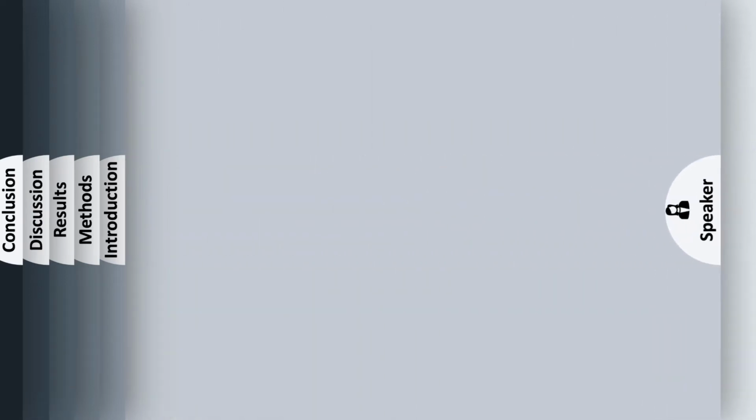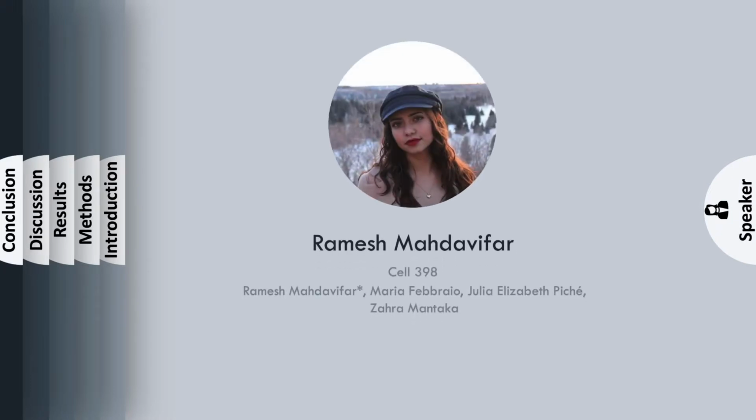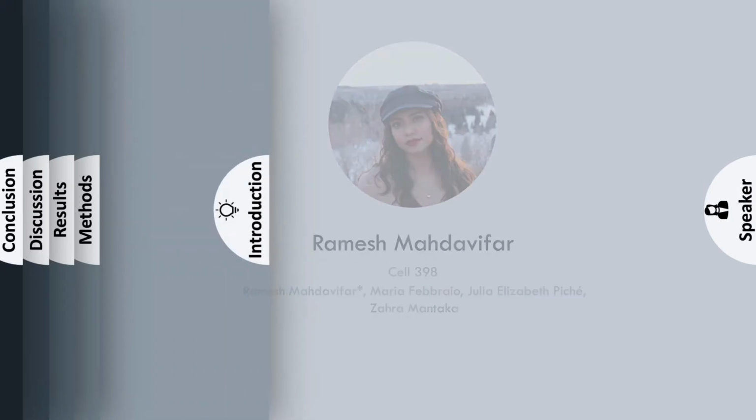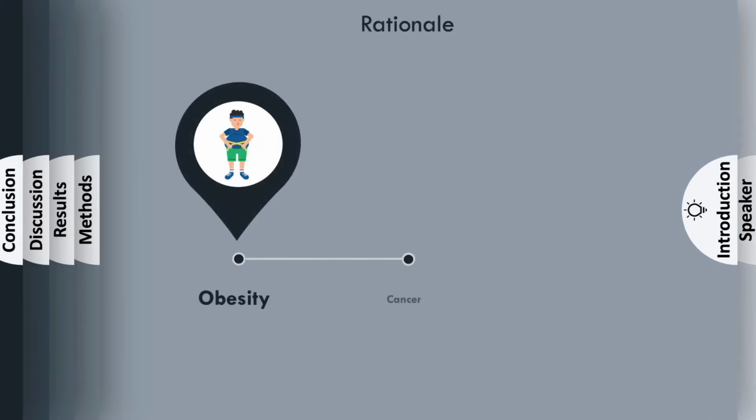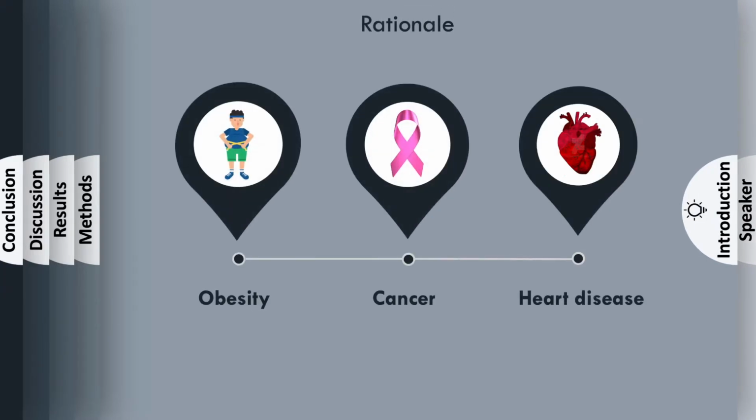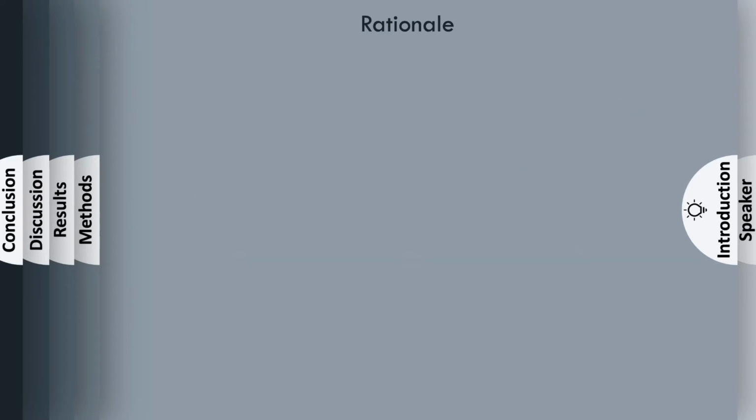Hi, my name is Ramesh, and I will be presenting on the impact of a mutation in fatty acid uptake within our cells. An imbalance of fatty acids can cause obesity, diabetes, cancer, and cardiovascular, neurodegenerative, autoimmune, and liver diseases.